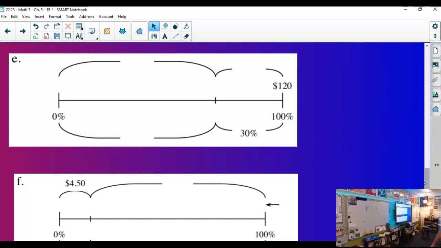But if it's not equal separation, then how am I supposed to do it?